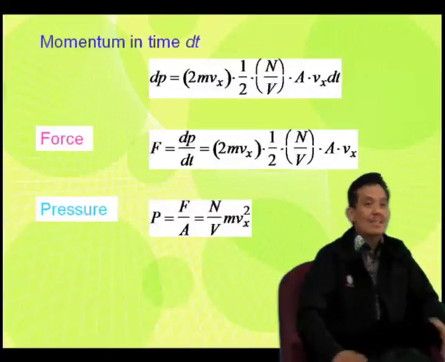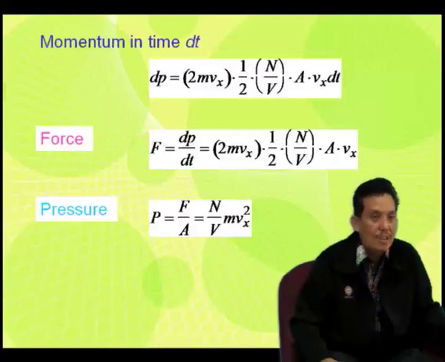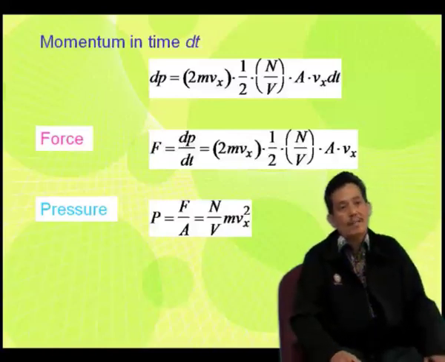And the pressure itself, you know, is force divided by the surface area, meaning that this is equal to the average density of the molecules times the mass of the molecule times the speed squared.